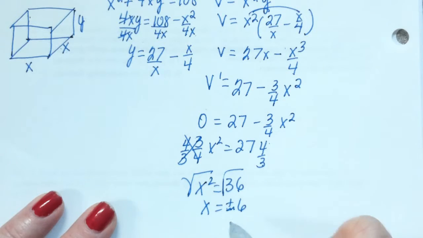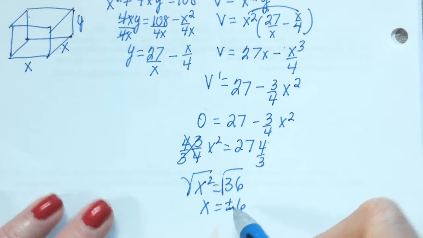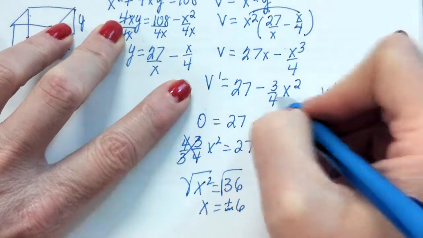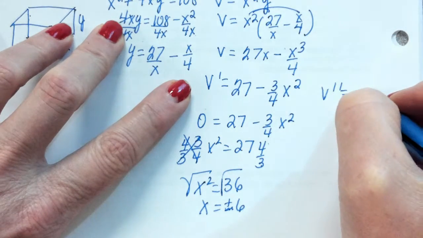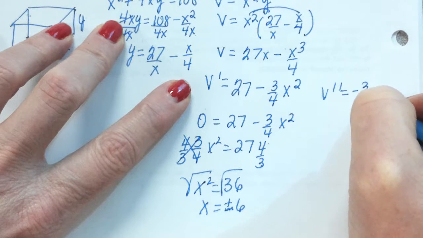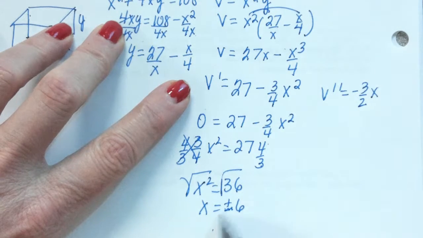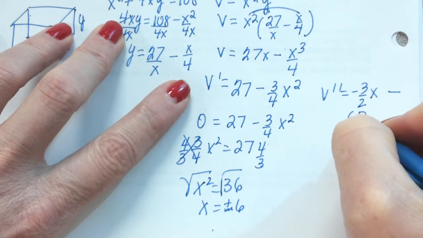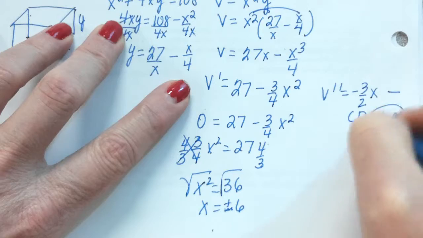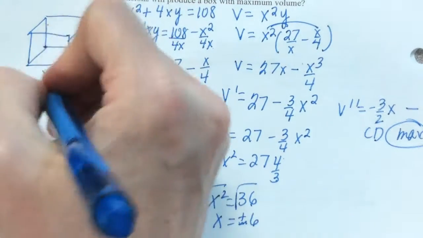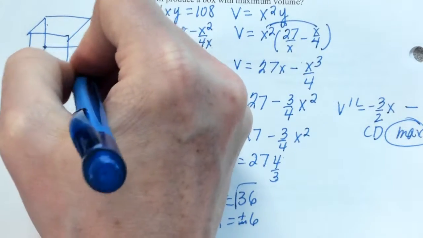All right, just to make sure that that's going to maximize our volume, I'm going to take the second derivative. The second derivative is going to be negative 3/4 times 2 is negative 6/4, which is negative 3/2 x. If I plug in 6, that gives me a negative. That means I'm concave down. That means I have a max. Good, that's what I wanted. So 6 is going to be this. 6 is going to be this.